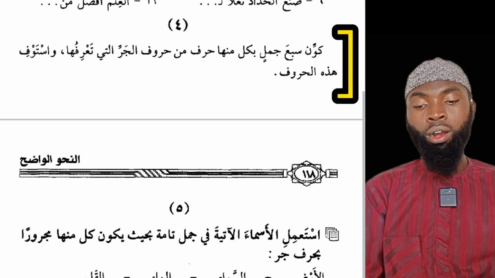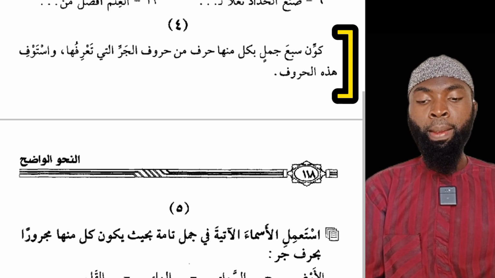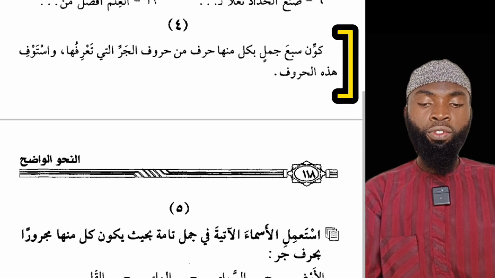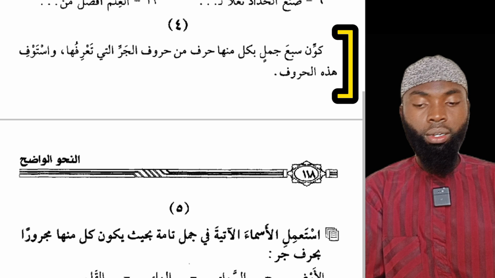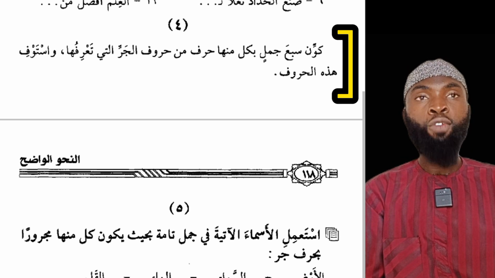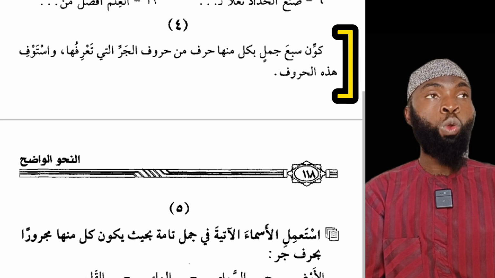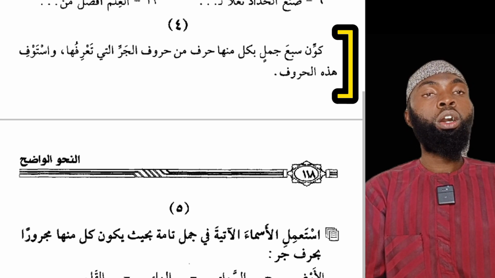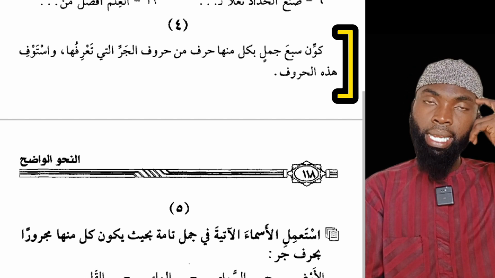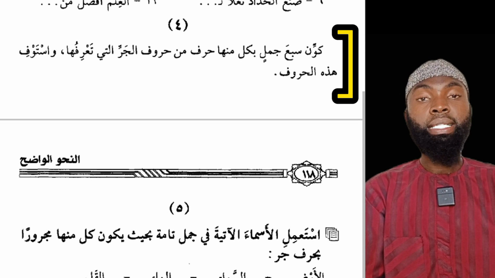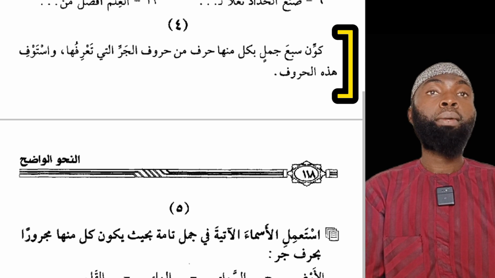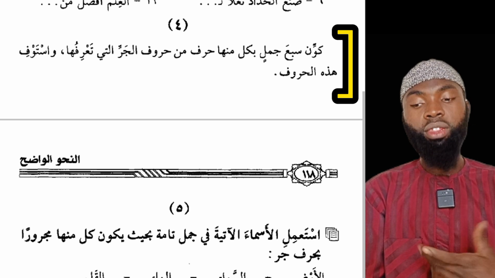Tamrin ar-rabi', exercise number 4. The instruction says, Kawwin sab'a jumalin bi kullin minha harfun. Form 7 sentences. Each of them should have one of the huruf al-jar, one of the prepositions which you know, and make sure you use all of the prepositions. The first preposition we have is min. I can say raja'tu minal bayt, I returned from the house. Number 2, we have ila. I can say dhahabtu ilal masjid, I went to the mosque.